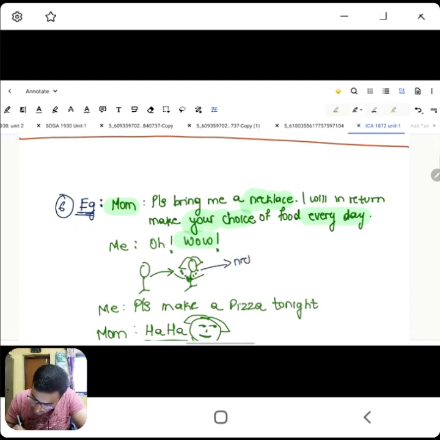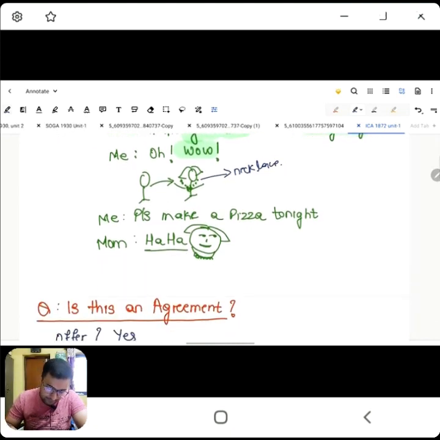This is a necklace. Okay, it's too big for that neck, but anyway. Now I asked her to make pizza for me, and she said, haha, she's obviously not going to be making the pizza. She's wearing the necklace. Can I drag her to the court of law? Can I drag her along with this necklace to the court of law?